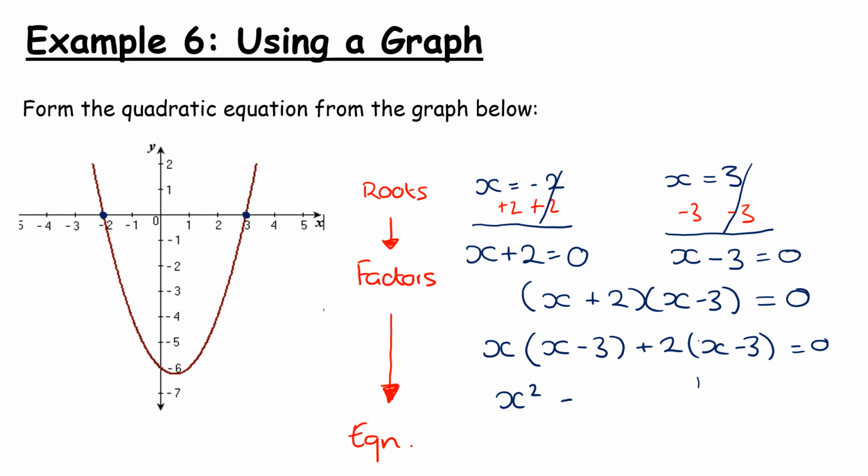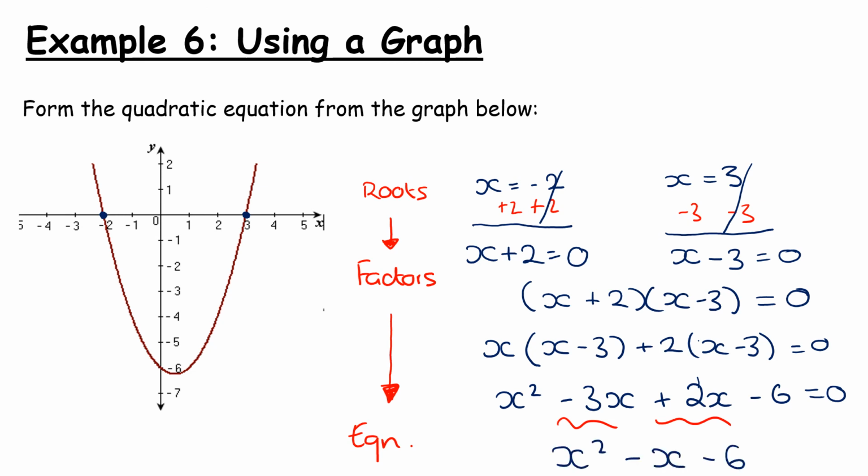X squared minus 3x plus 2x minus 6 equals 0. Tidying it up by adding our like terms. X squared minus x minus 6 equals 0.